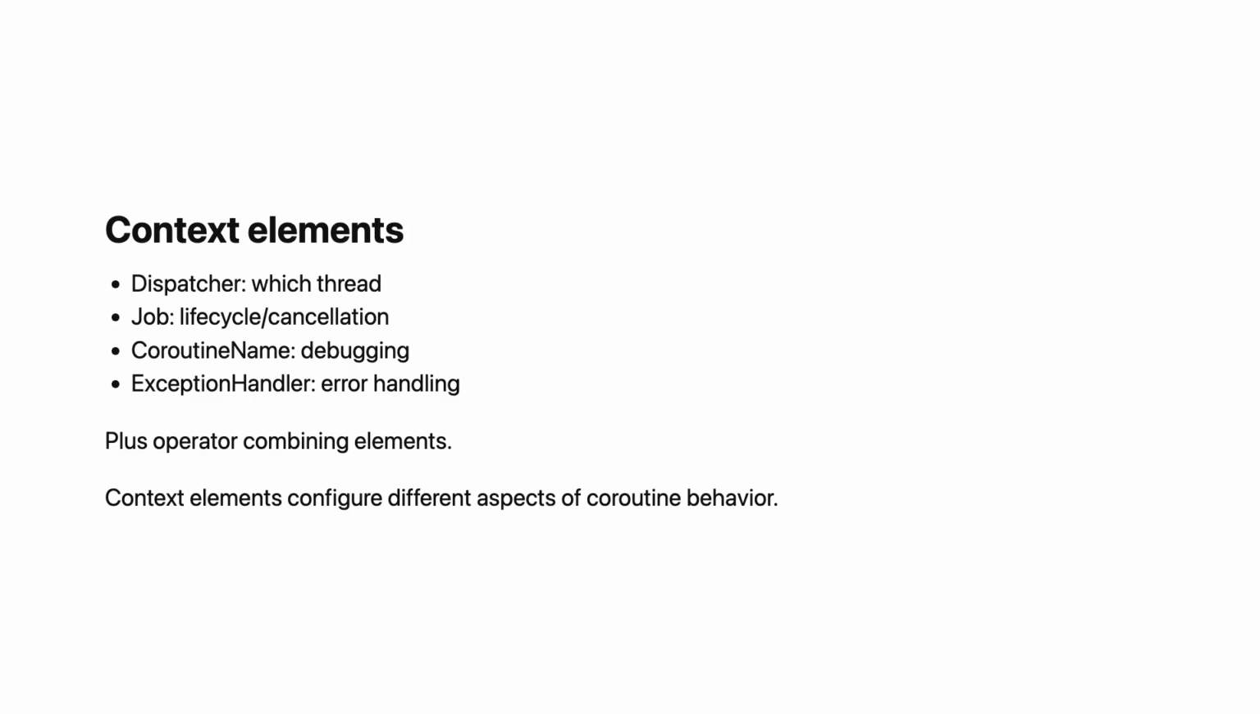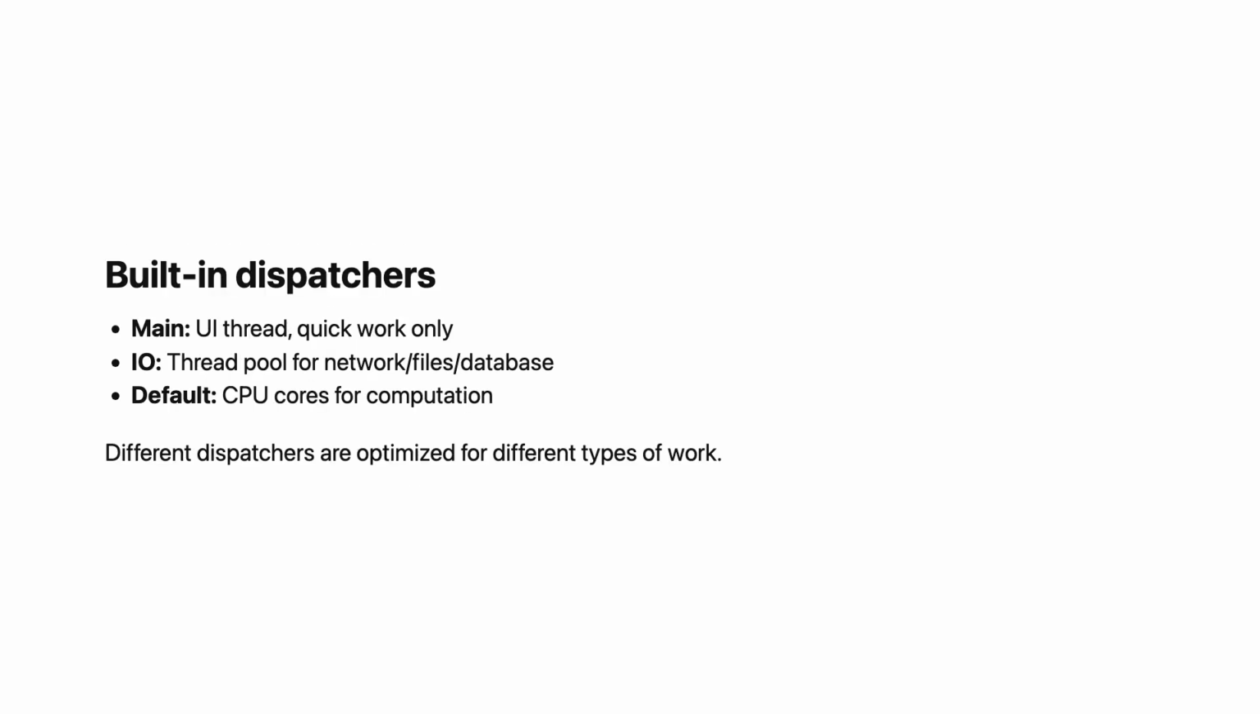A dispatcher controls where coroutines execute. Dispatchers.Main runs coroutines on the main thread. Use this for UI updates in Android. Only one thread, so work must be quick. Dispatchers.IO is optimized for I/O operations: network calls, file reads, database queries. It uses a shared pool of threads that can grow.